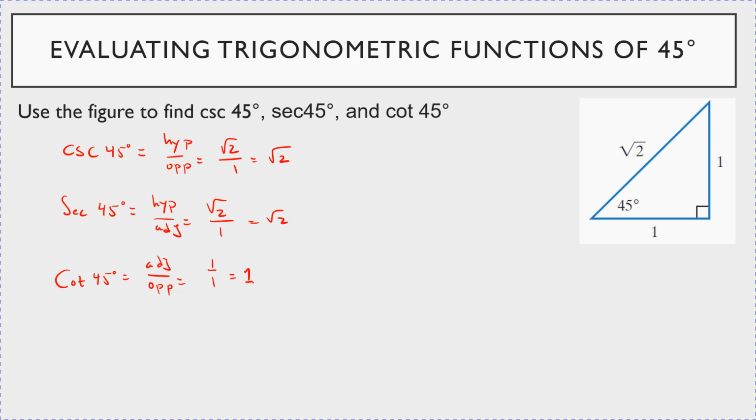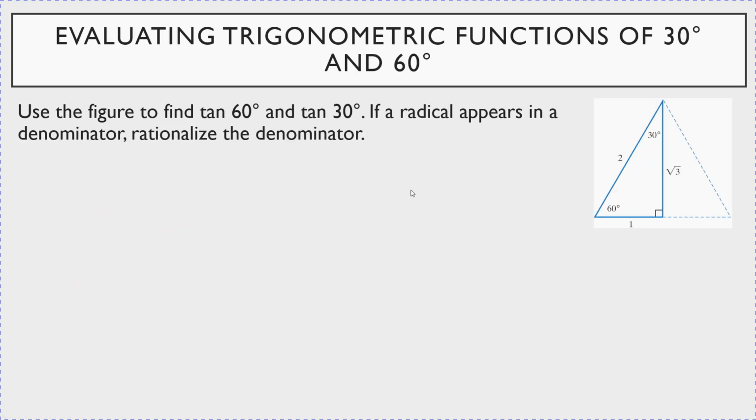All right, so let's work one now with a 30, 60, 90. Okay, so use the figure here. I've got the 30, 60, 90 triangle set up to find tangent of 60, and then also tangent of 30 degrees. All right, so what is tangent? Tangent is opposite over adjacent. And then it also says to rationalize the denominator as needed.